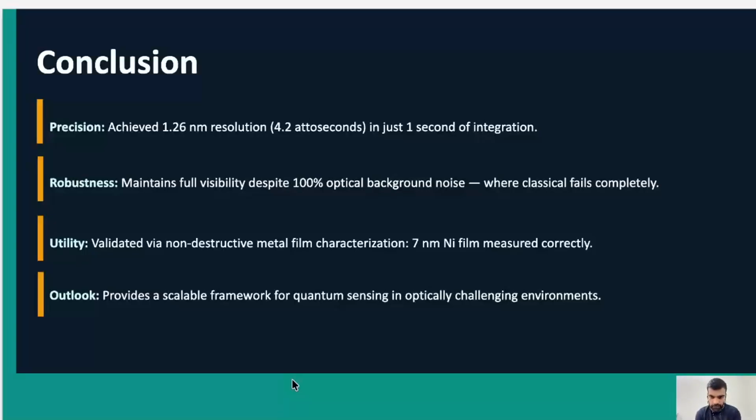The robustness: full interference visibility maintained even at 100% optical background and up to 20 dB of imbalanced path loss. These are conditions which completely destroy classical interference.